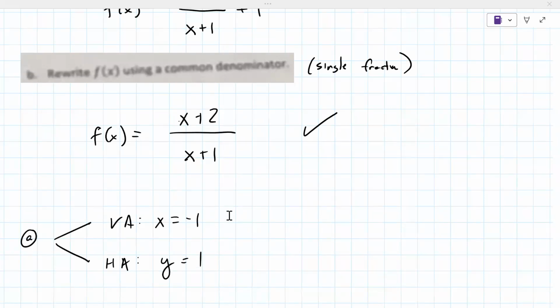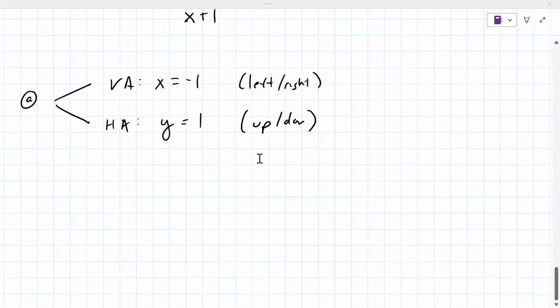So now these tell you the transformations. This one tells you left or right, and this one tells you up or down. Got it. So give me the number left or right, and the number up or down. One left, one up. That's right.